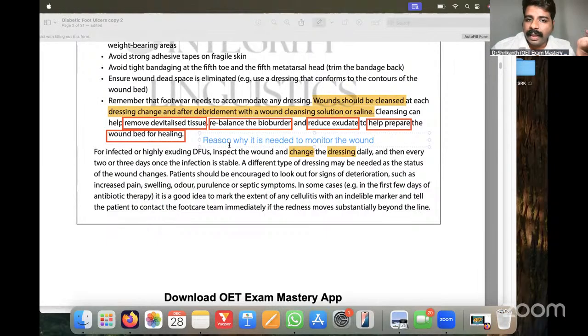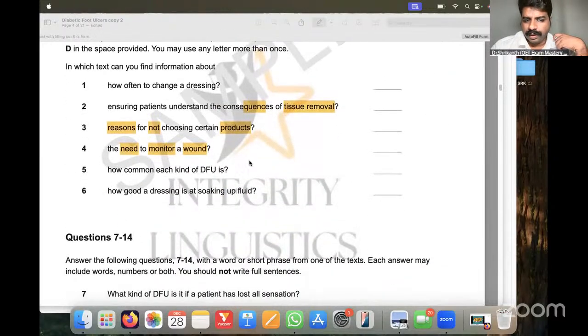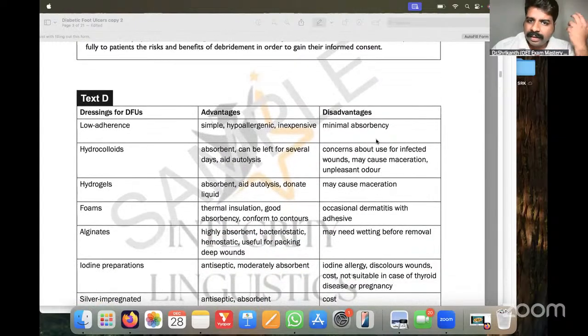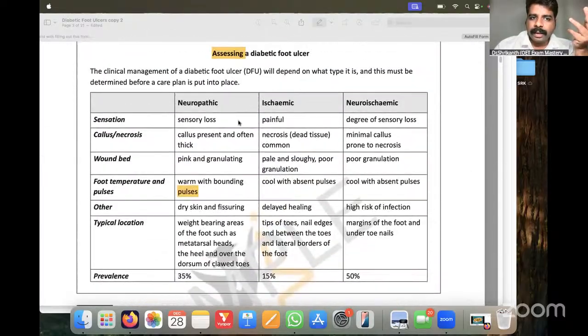So this is the reason why it is important to monitor the wound over here. Therefore, our intuition was right. So we can say the answer to the fourth question is going to be B. Once again, it is all about trusting your intuition. Do you think the need to monitor a wound is about advantages and disadvantages of certain products or dressings? No. Here they're talking about debridement, that is how to remove the dead skin cells. And here they're talking about assessment.